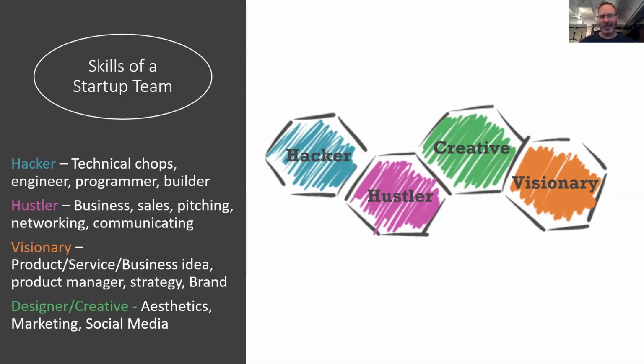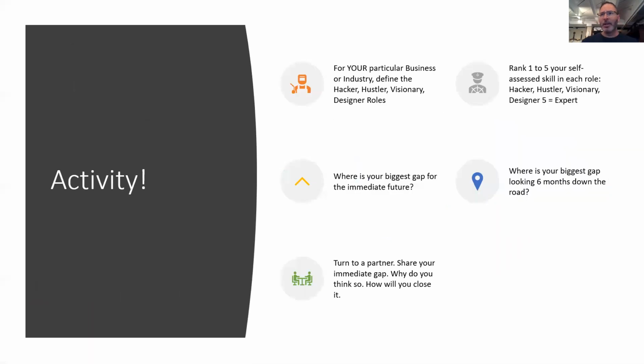Now you could be all of these things, especially when starting out. Sometimes you have to be all of these things. But if you have the opportunity to bring others on board, this could be a great opportunity for you to take things that aren't in your skill set and get some help with them.